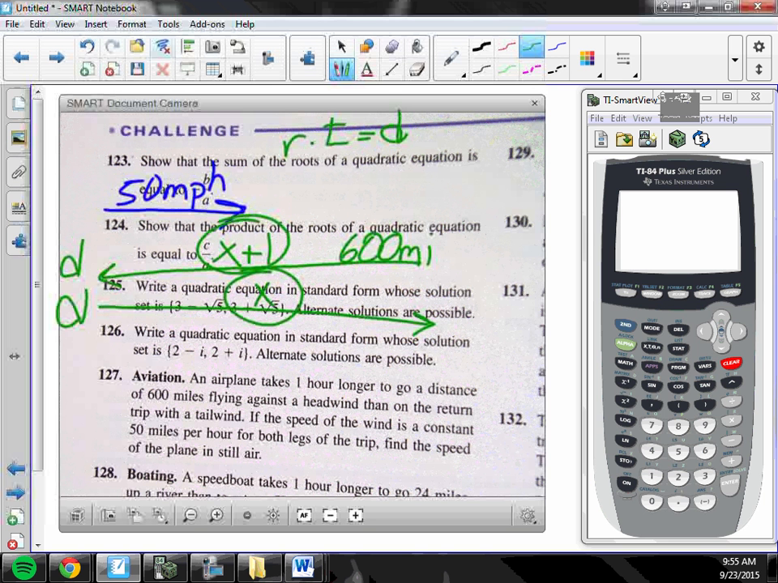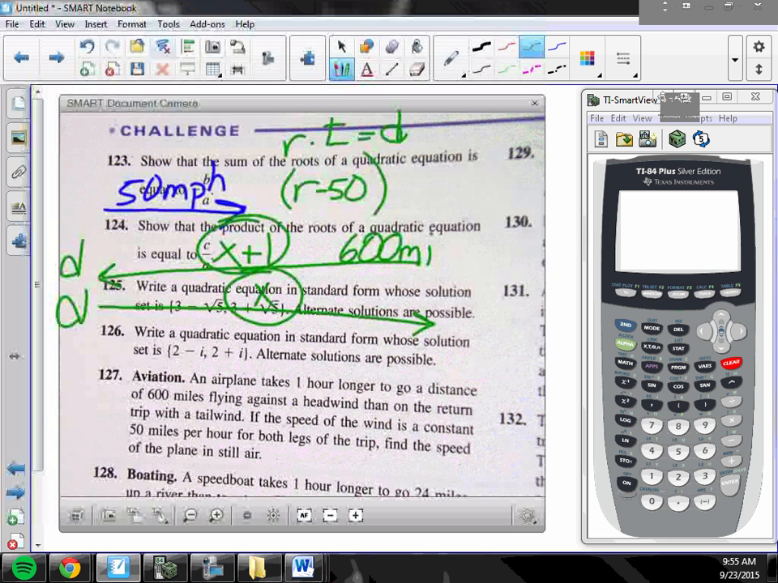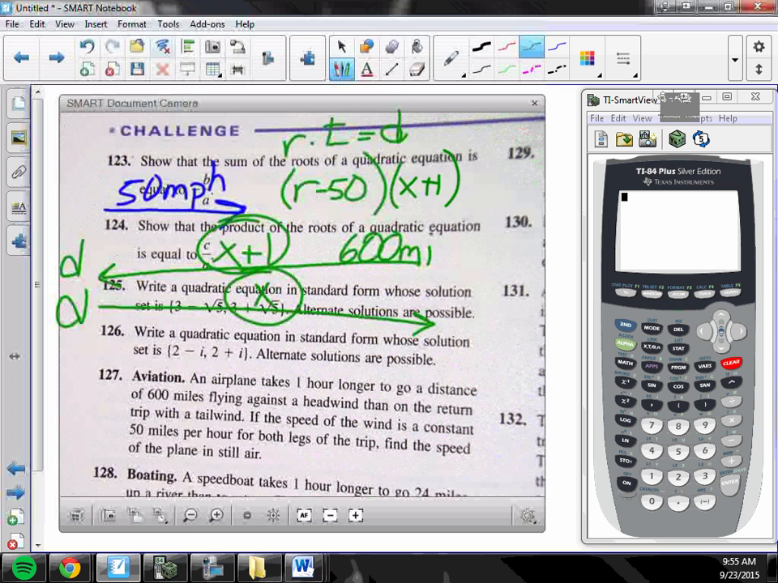So how fast is the airplane flying into the wind? Some rate minus 50 miles per hour, right? So the rate for into the wind is some unknown rate minus 50. And how long is the airplane in the air? 1 hour longer than however long it's in the air on the way back. So we're going to put x plus 1 equals d.